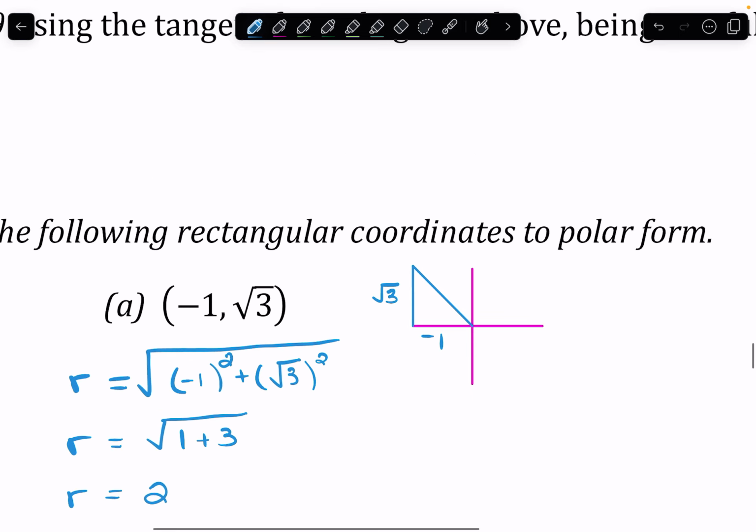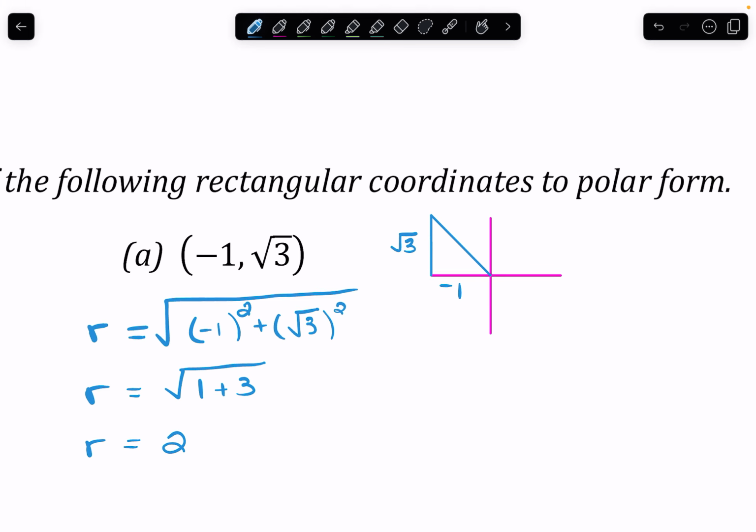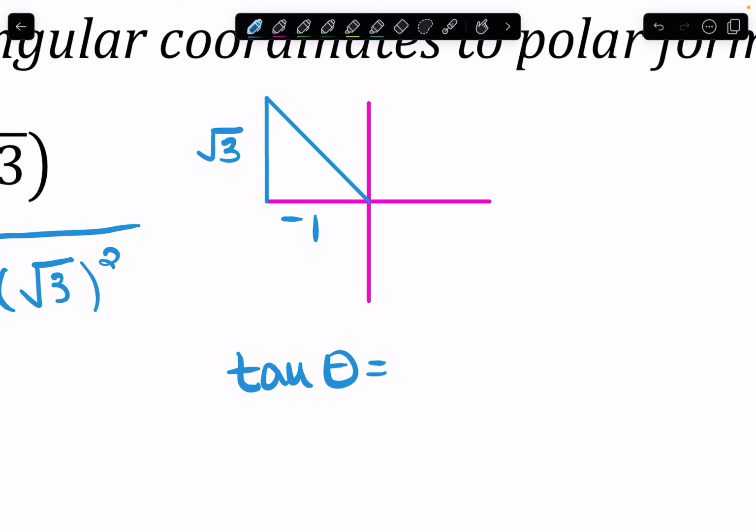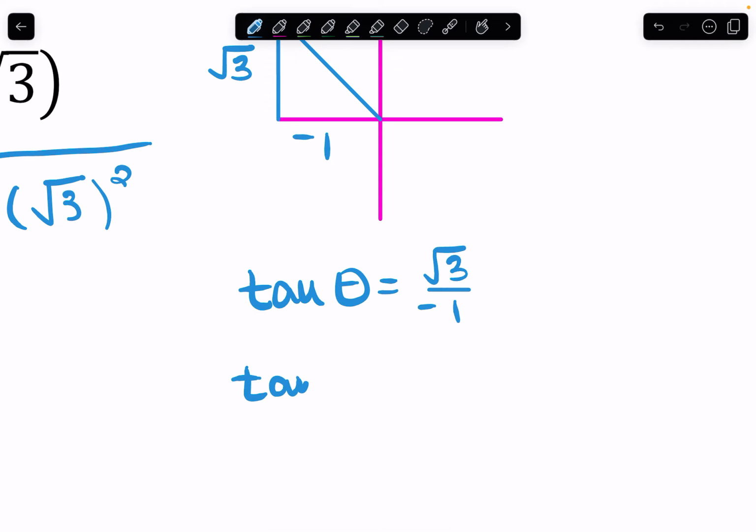So inverse tangent. Tangent of theta is equal to the ratio of y over x. So square root of 3 over negative 1. Tangent of theta is negative square root of 3. All right, so off of our unit circle, we have tangents.